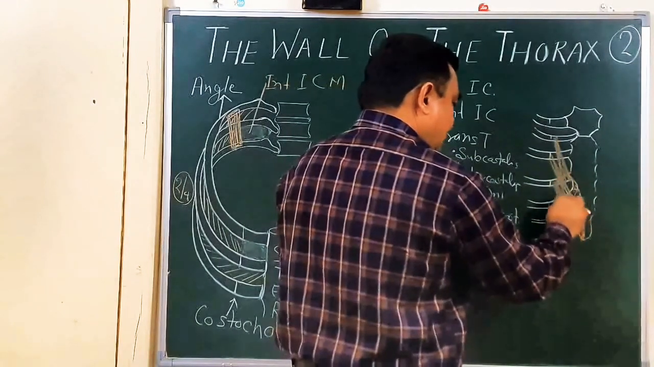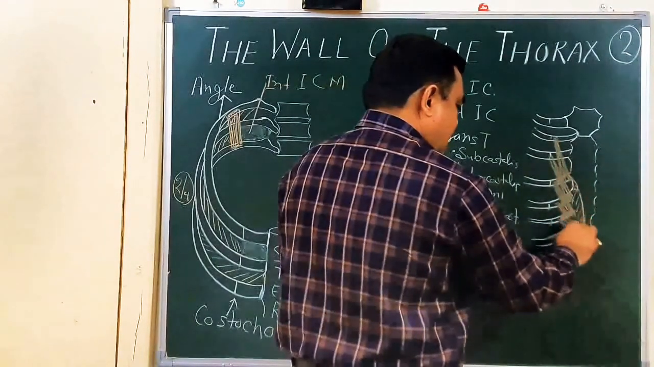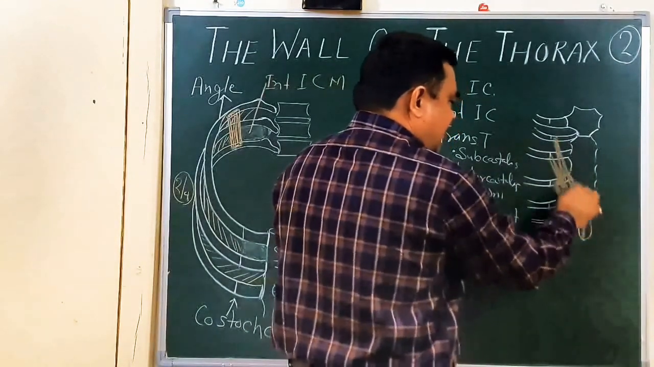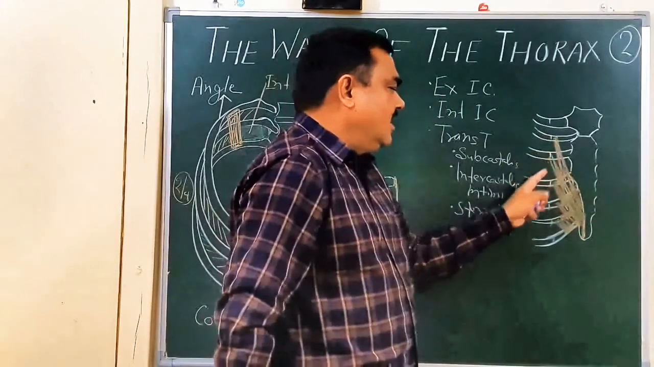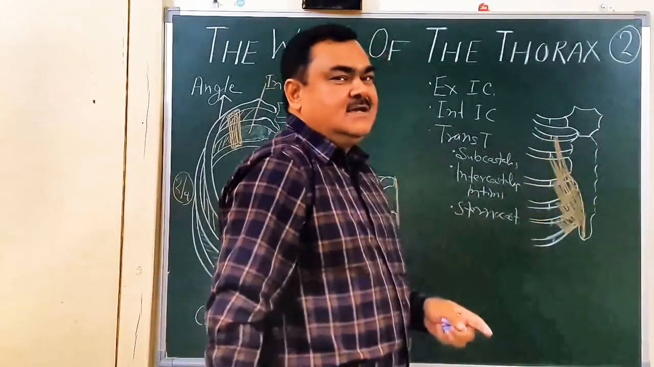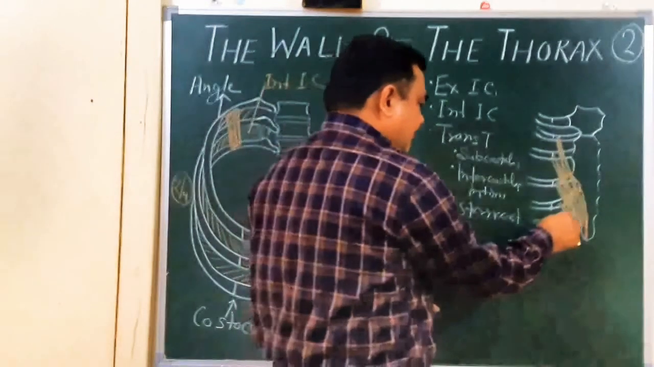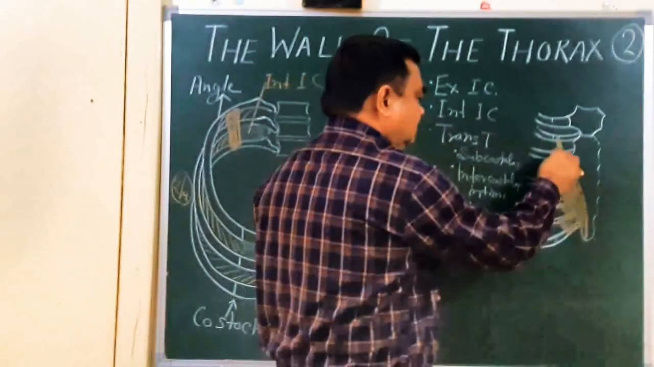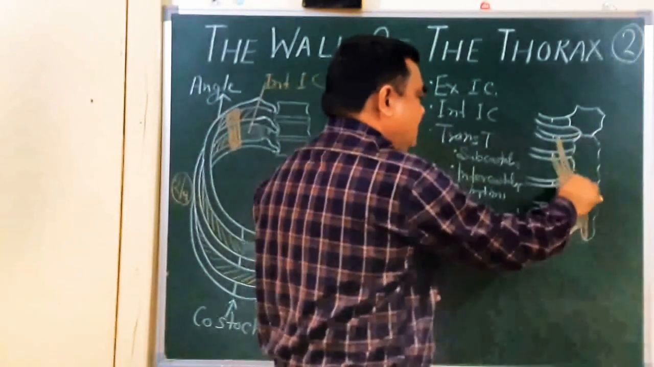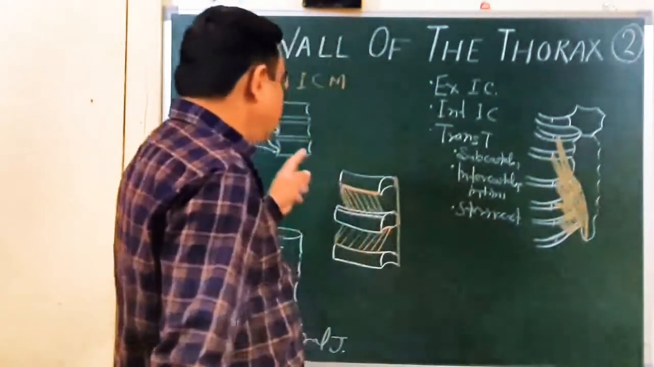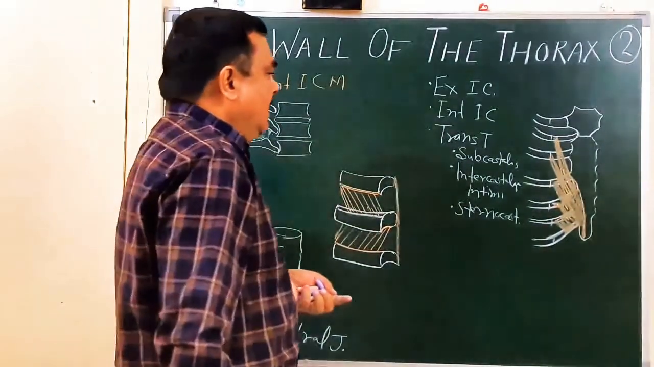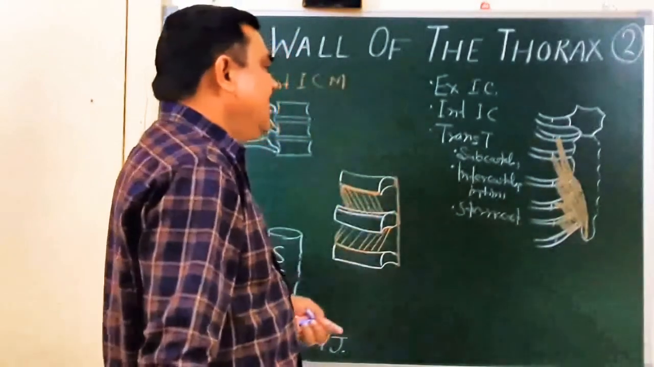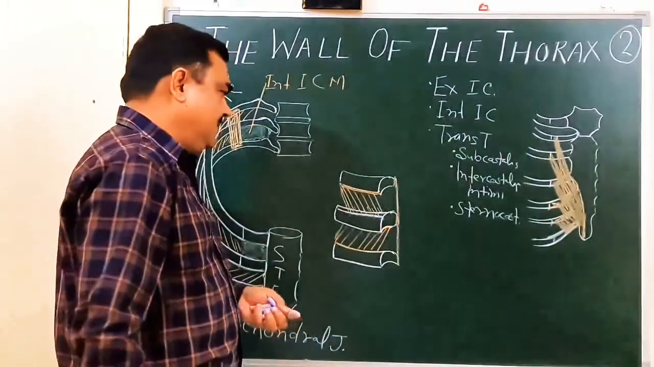4th, 5th, and also 6th costal cartilage. So these muscles are inserted on 2nd, 3rd, 4th, 5th, and 6th costal cartilage, like this. These muscles help in the respiratory movements, and nerve supply of these muscles are the intercostal nerves.